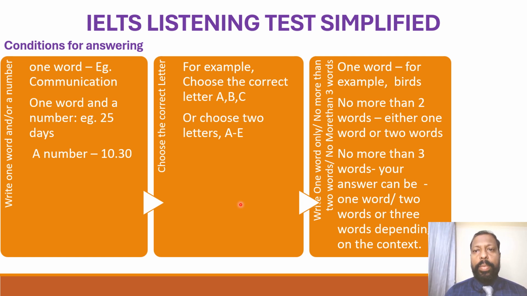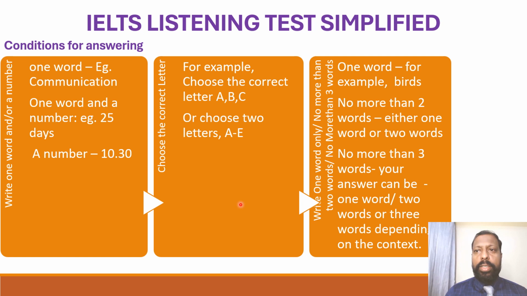So it matches one word and a number, or a number itself. For example, 10:30 in the morning, if there is a time you need to mark, or maybe it's 4 p.m. in the afternoon, something like that. So the first condition may be to write one word and or a number, and you need to know exactly what it means. One word, just one word and a number. For example, 25 days, or a number itself, so 10:30 in the morning. Or regarding currencies, maybe it's 10 pounds or 5 pounds and 5.25 pounds, another example.